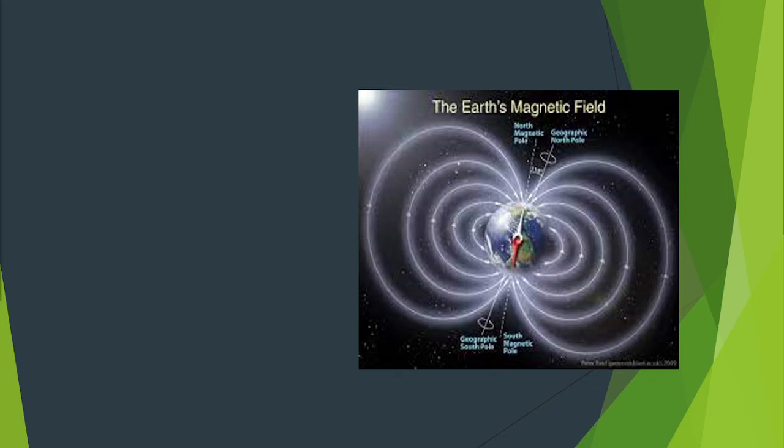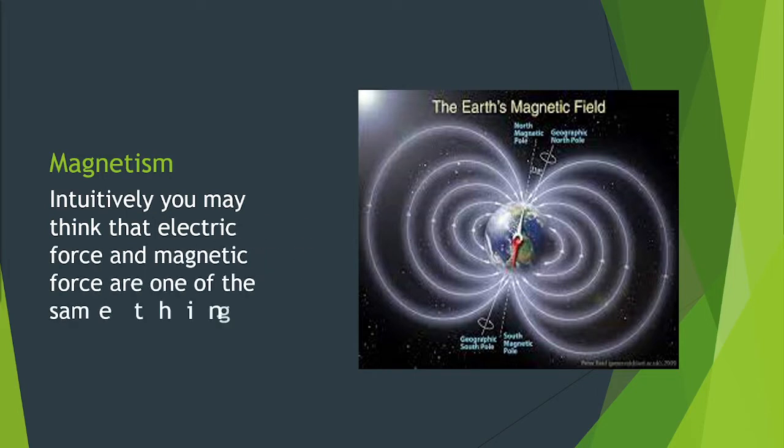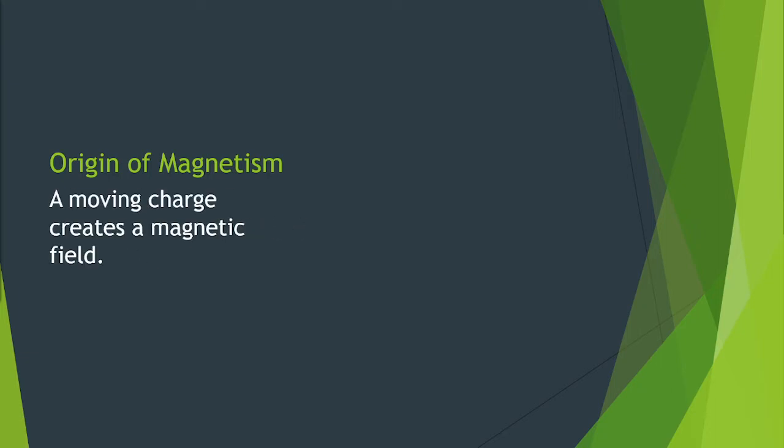Now discuss the twin of electricity, which is known as magnetism. Intuitively, you may think that electric force and magnetic force are one and the same thing. Let us start our journey in this topic as we explore the origin of magnetism. It can be proven that a moving charge creates a magnetic field.